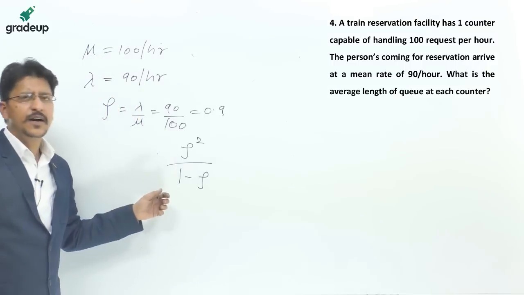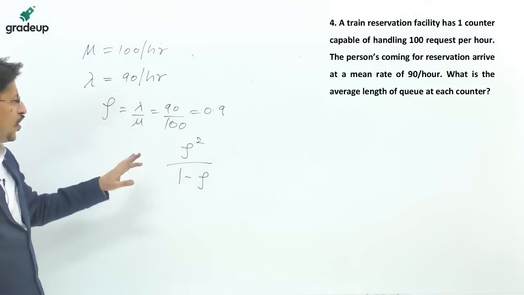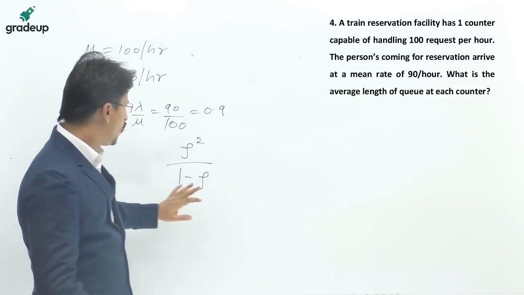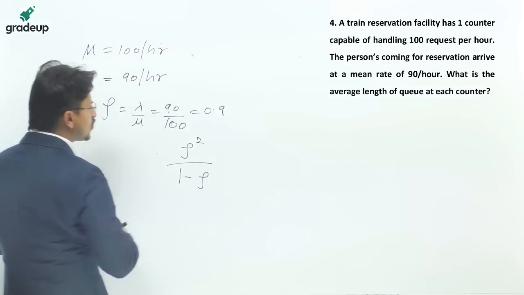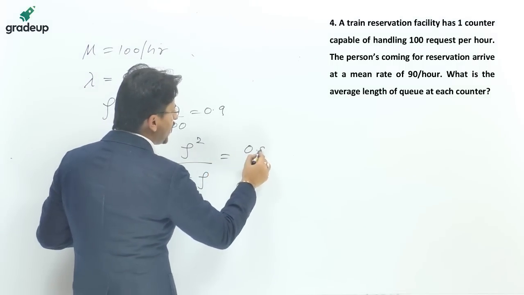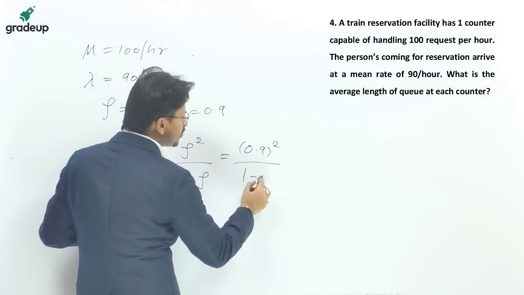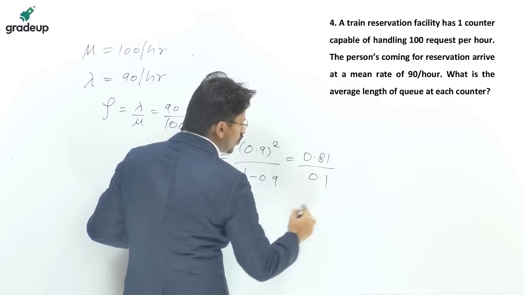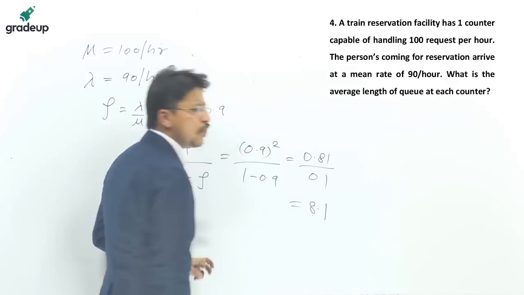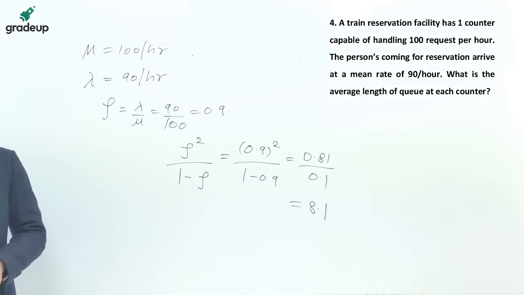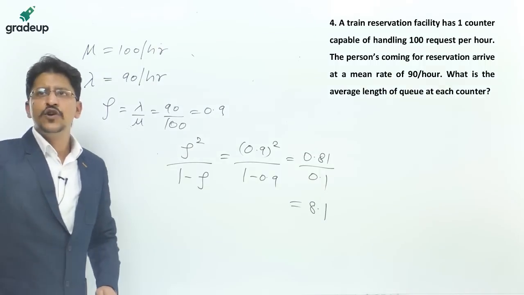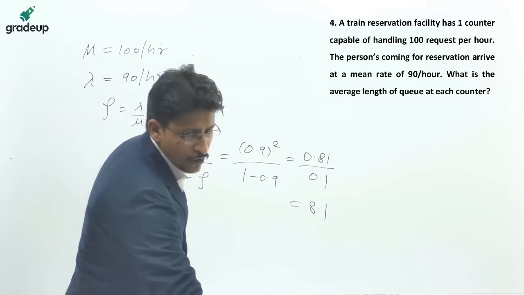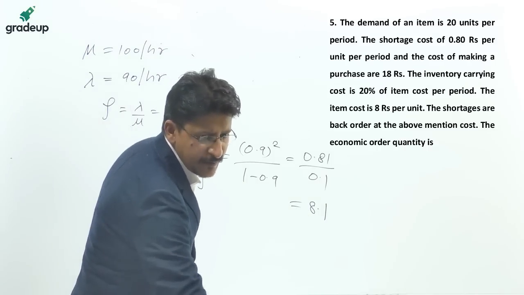Just understand and practice the problems which are direct formula based. So rho square upon 1 minus rho: 0.9 square upon 1 minus 0.9, that is basically 0.81 divided by 0.1, so this will give you the answer as 8.1. Yes, everyone is giving the right answer, not 9. Sandeep Kumar, please, 8.1 is the answer. Very simple problem. Read the next one.